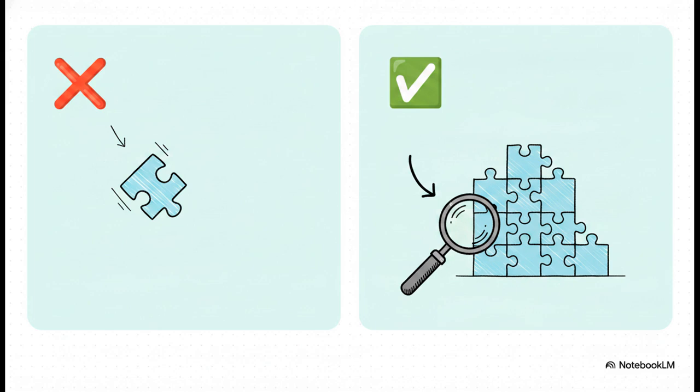A weak response is totally passive. It just drops a fact, like, the text says the sky is blue. Okay, great, but why does that matter? A strong response, the exact kind you need for your Grade 7 application task, contextualizes that evidence.